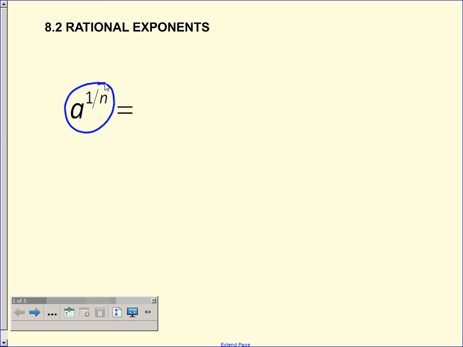But before we explore the rule, we need to take a look at some guidelines for what type of numbers we're talking about here. So for all these problems in the next few slides, we're going to say that a and also the nth root of a, those have to come out as real numbers. And there's a symbol for real numbers here. They have to be part of this set of real numbers.